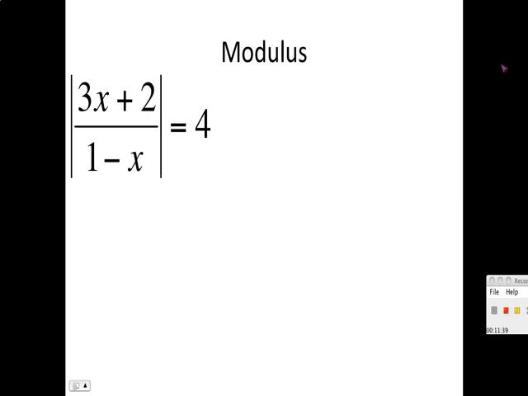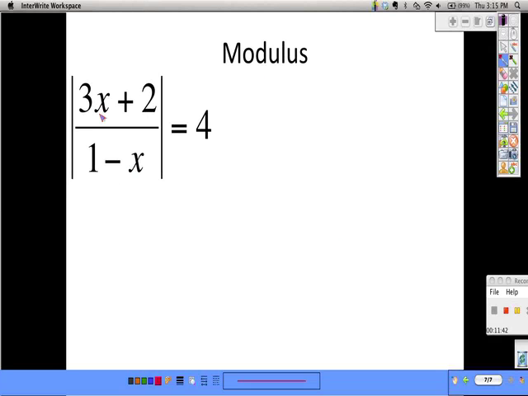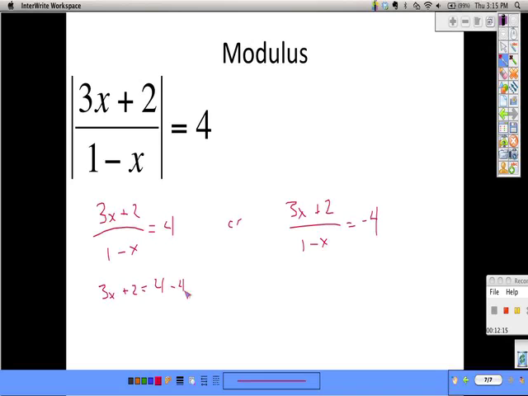The modulus, absolute value. Remember, absolute value means distance from 0. So this stuff in here has a distance from 0 of 4, which means that stuff can either be 4 or that stuff can be negative 4, and this equation will hold. To solve this, we're going to multiply by 1 minus x. Get all of our x's to one side, our constants to the other.